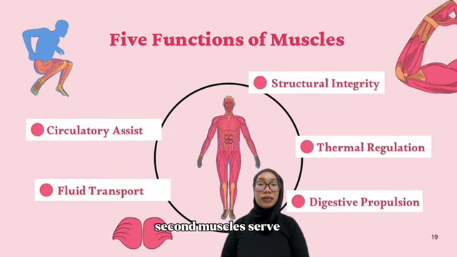Second, muscles serve as the body's furnace, generating essential body heat. Inside the body, muscles perform 3 more critical tasks. They move food through the digestive system, assist with blood flow by helping return blood to the heart, and move other fluids through ducts and tubes throughout various body systems.